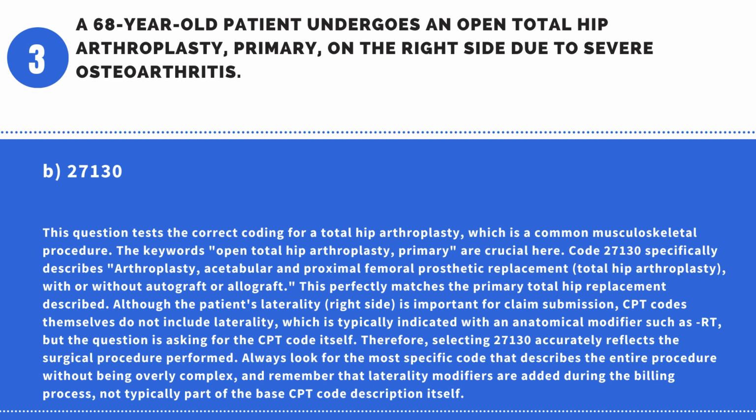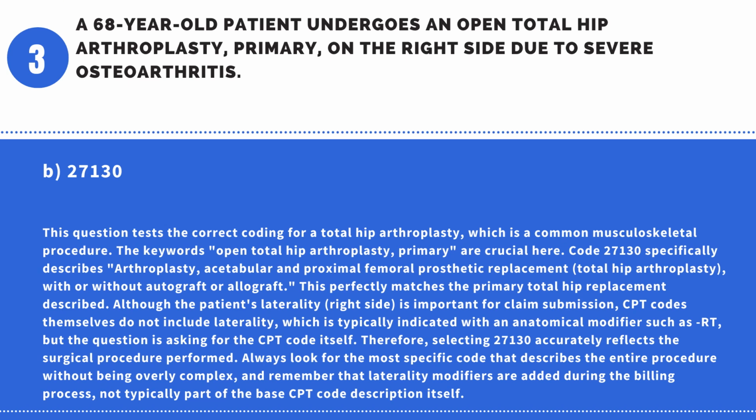27130. This question tests the correct coding for a total hip arthroplasty, which is a common musculoskeletal procedure. The keywords open total hip arthroplasty, primary, are crucial here. Code 27130 specifically describes arthroplasty, acetabular and proximal femoral prosthetic replacement, total hip arthroplasty, with or without autograft or allograft. This perfectly matches the primary total hip replacement described.